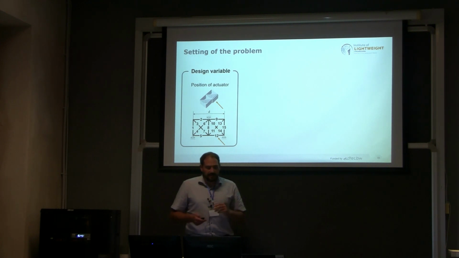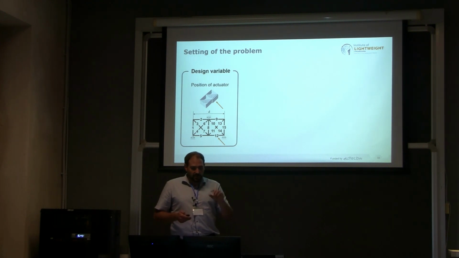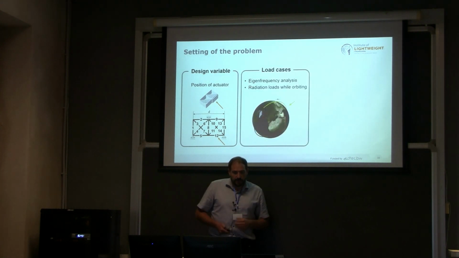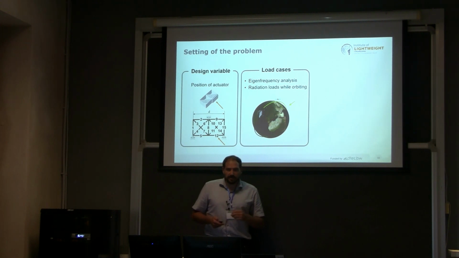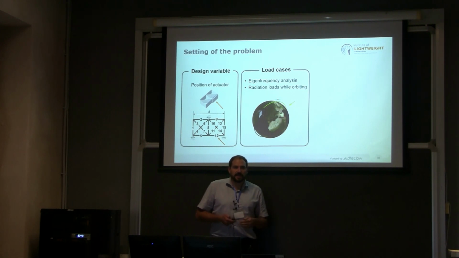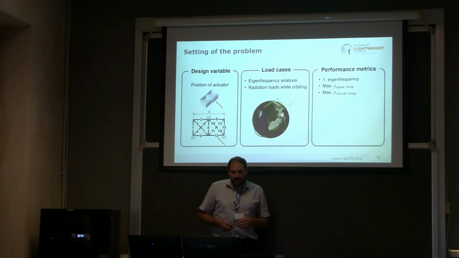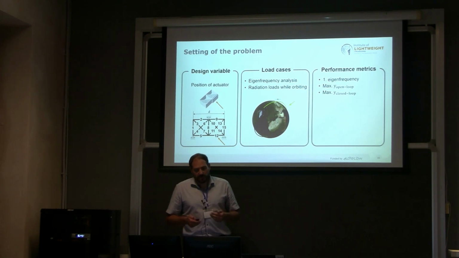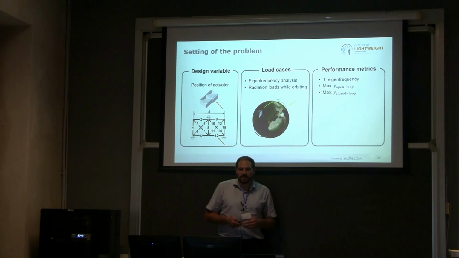So I take this macroscopic topology, which is this two-cell truss, and my only design variable in this case is where this actuator should sit, this multi-material actuator. And what are the load cases? I put here two load cases. I evaluated the eigenfrequency and the radiation loads while orbiting. And the performance metrics of which individual is the best is the first eigenfrequency, the maximum deformation in open loop, or the maximum deformation in closed loop.